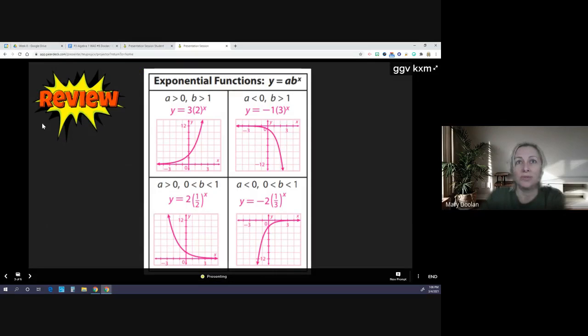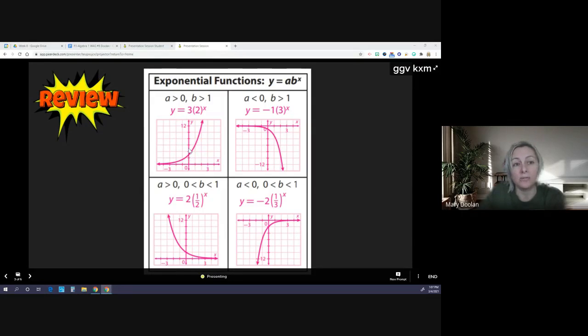And so this is just some review from this week. This right here, y equals a times b to the x power, is the general form of an exponential function. It'll look like this. Then some different things will happen depending on the values of a and b. So if a is greater than 0 and b is greater than 1, you're going to have this type of a graph show up.